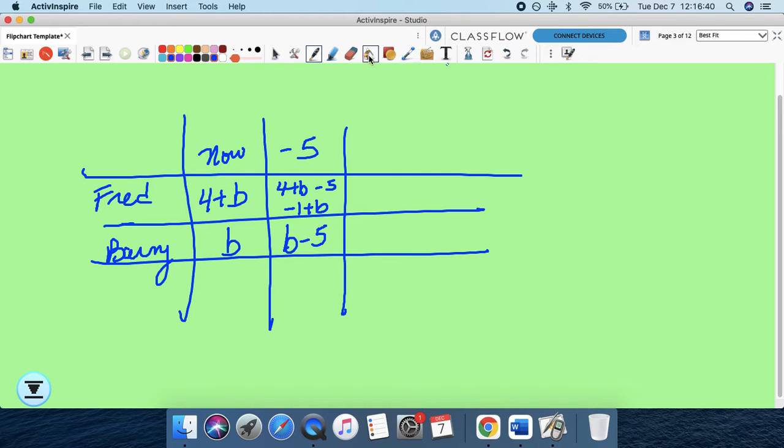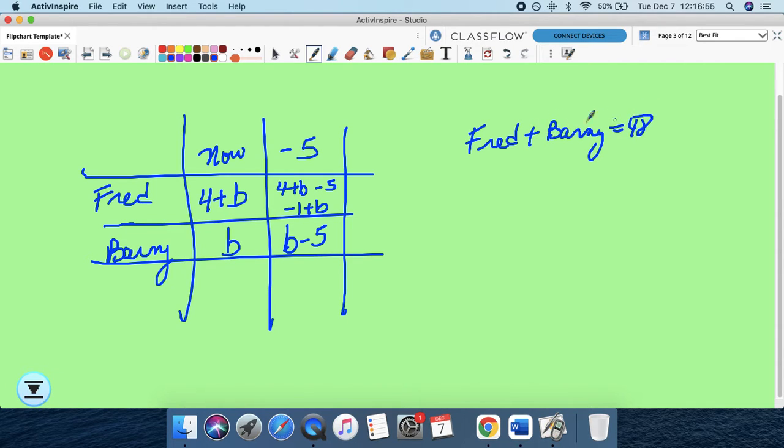So 5 years ago, their ages had a special relationship. And 5 years ago, what does it say? 5 years ago, the sum of their ages was 48. So 5 years ago, Fred plus Barney was 48. So we're going to use, let me shade this, we're going to use this guy and this guy. We're going to use their ages 5 years ago.